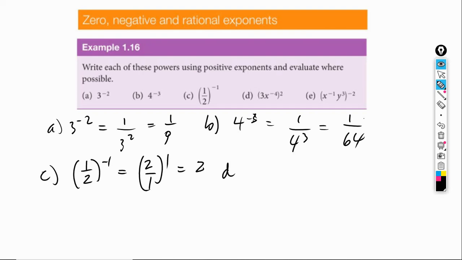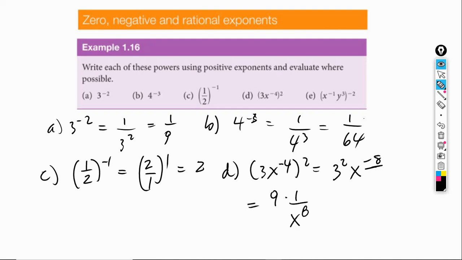For D, we have 3x to the minus 4, and this squared. So remember that we apply the rule where we multiply the exponents of the numbers or letters inside the parenthesis. So this would be the same as 3 squared times x to the power of negative 8. But 3 squared is 9, and then because this exponent is negative, we could just write that as 1 over x to the 8. And then this is simply 9 over x to the 8.